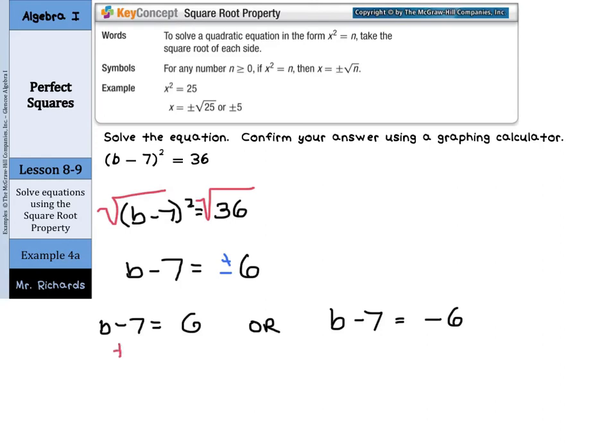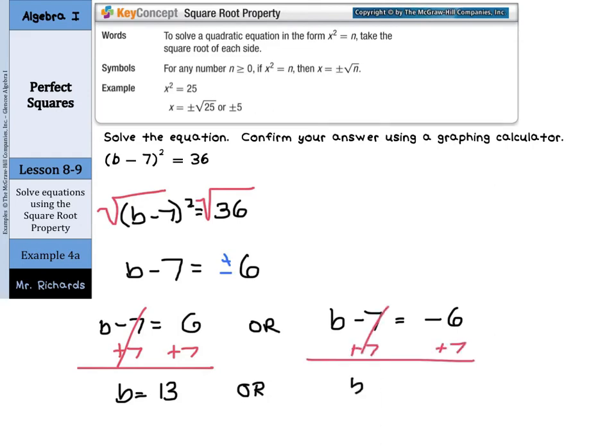So if we add 7 to both sides of our equation on the left, b is going to equal 13, or if you were to add 7 to both sides of our other equation, b is going to equal 1. So the roots are 1 and 13.